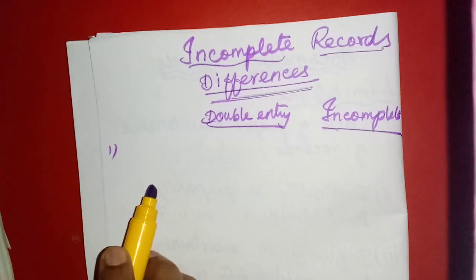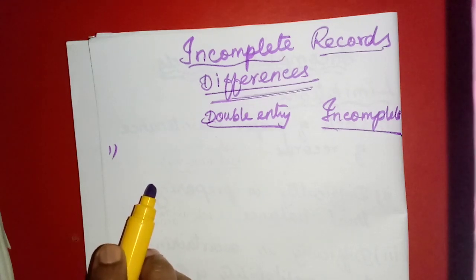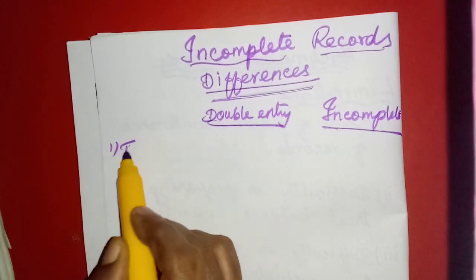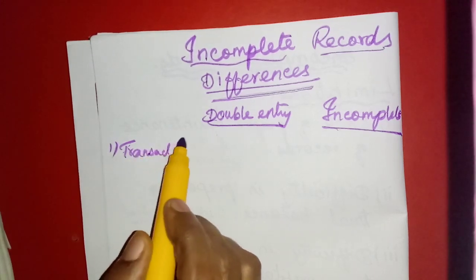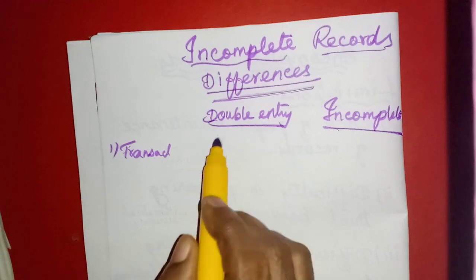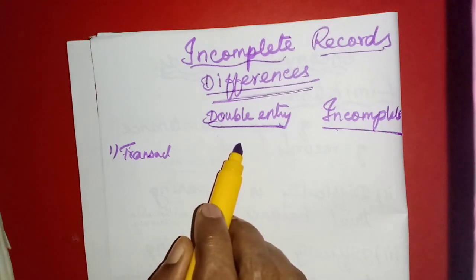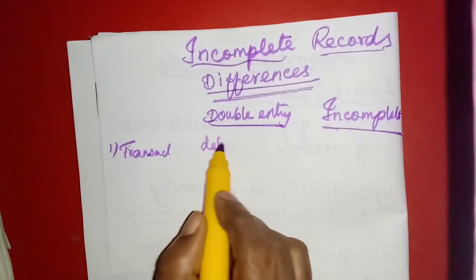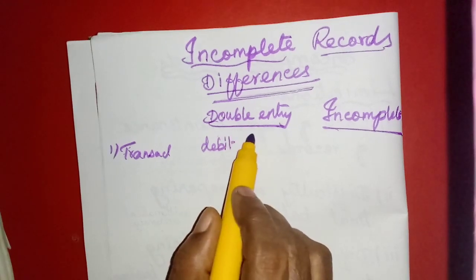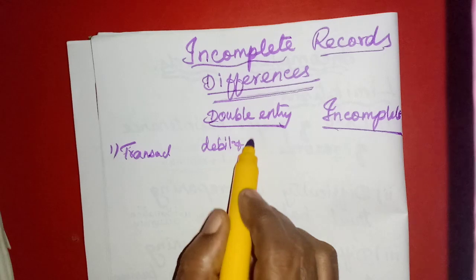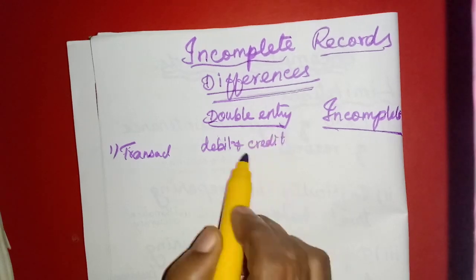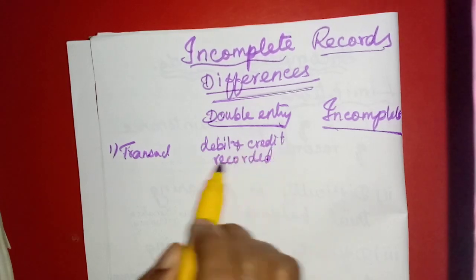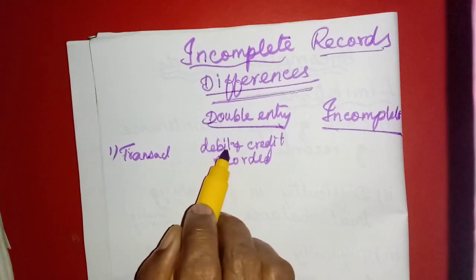Okay, the first one is recording of transactions. In the double entry system, what type of transactions are recorded? Both the debit and credit aspects. In the double entry system, I have taught you, there are two aspects for every transaction. So both debit and credit aspects of a transaction are recorded.